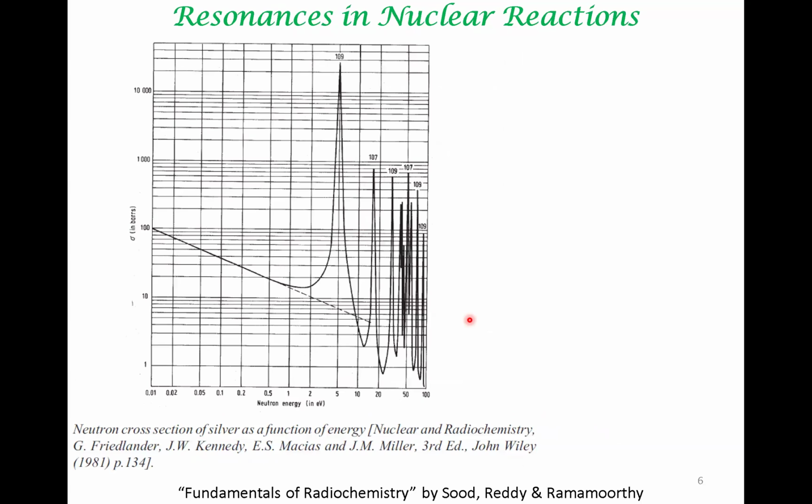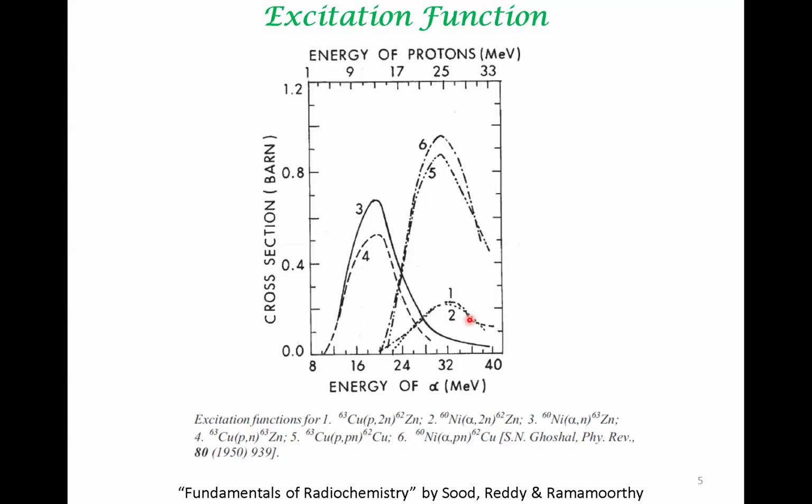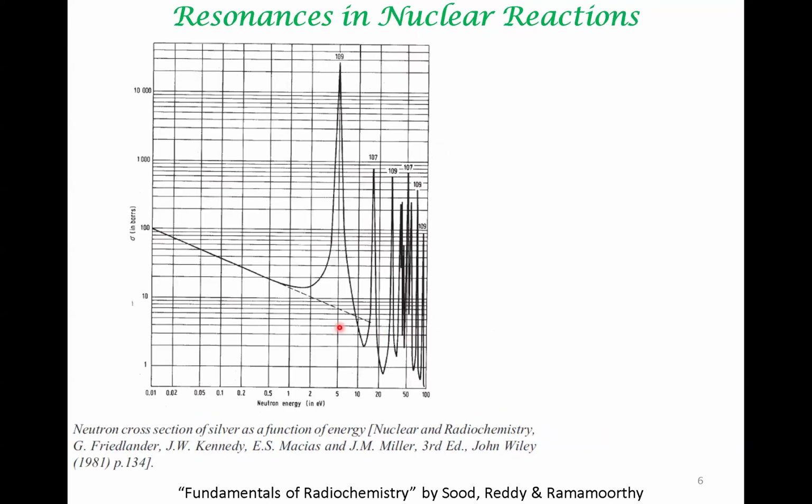We'll move on to another feature. Here, the cross-section increases and decreases. In this context, the neutron is the projectile and silver is the reacting atom, the nucleus. What you see are three particular features that are documented in this plot. First, there is this trend.